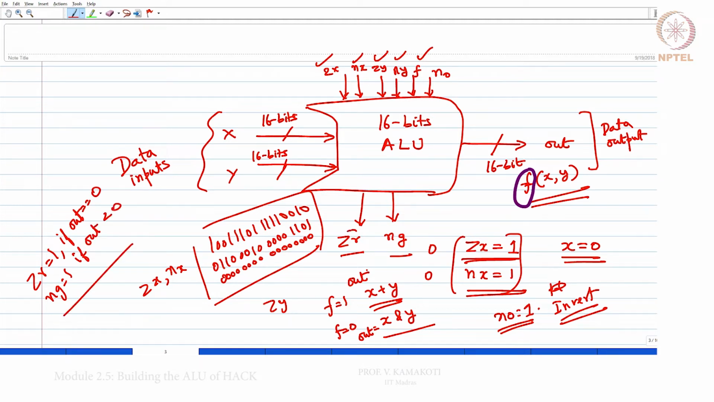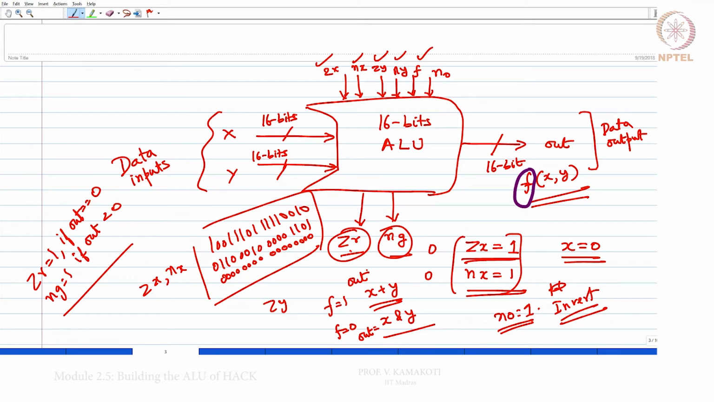So, by looking at ZR and NG, you can find whether the output is 0, or less than 0, or greater than 0. When ZR is 0, that means the output is not 0. When NG is also 0, that means the output is not less than 0. So, when ZR and NG both are zeros, we know that the output is greater than 0.